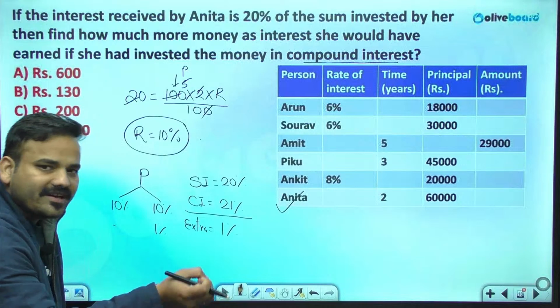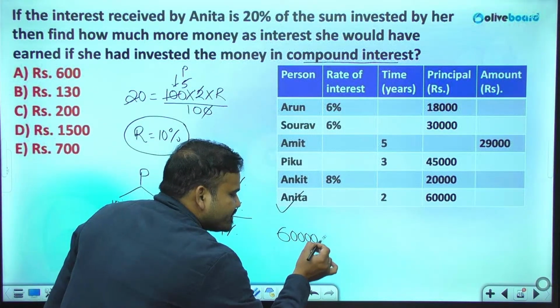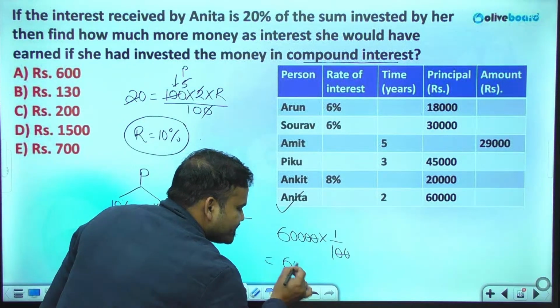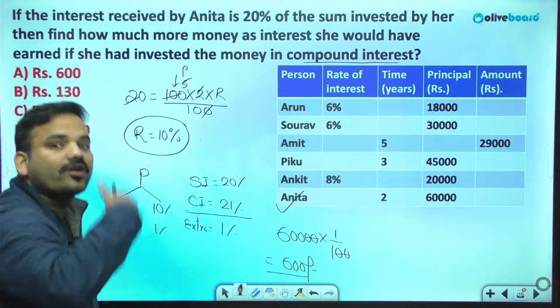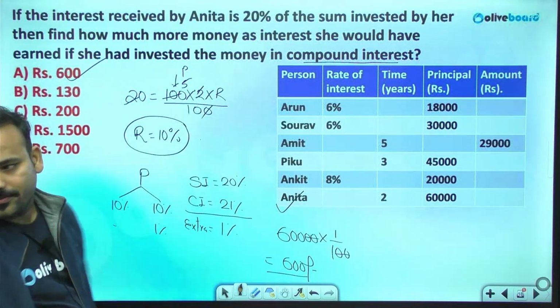So whatever money she is depositing, 60,000, she will be getting 1% extra. 1% of 60,000 will be 600. So she will be getting 600 more as compared to simple interest. So 600 will be the answer, option number A.